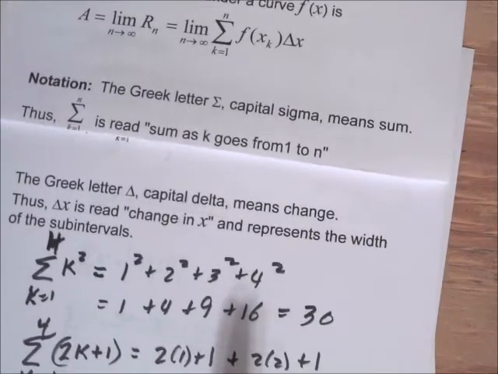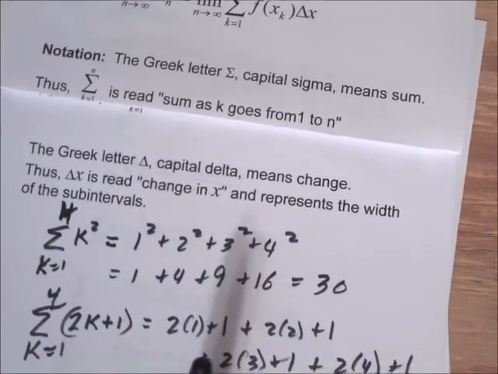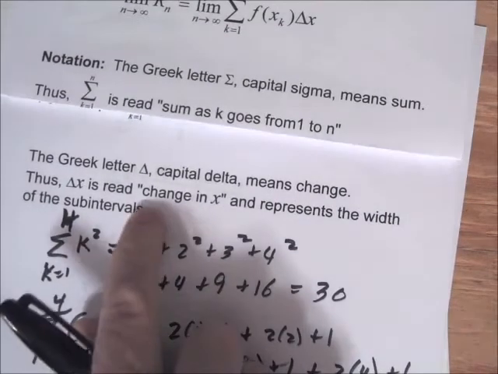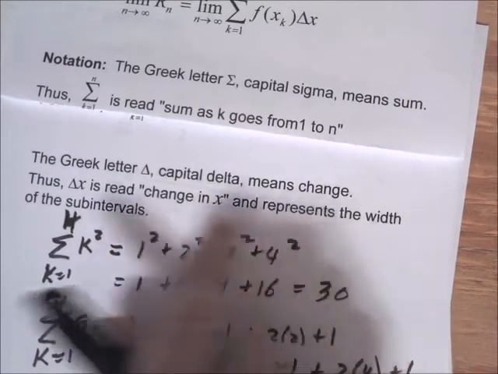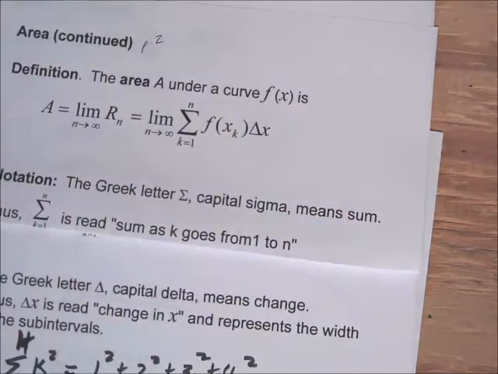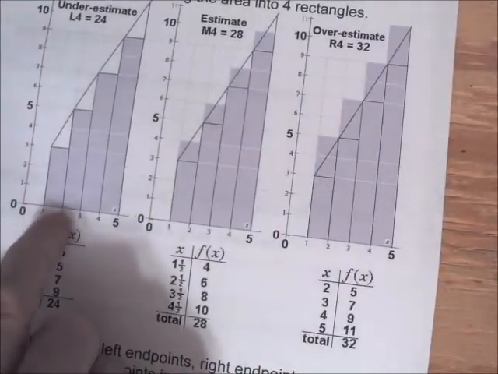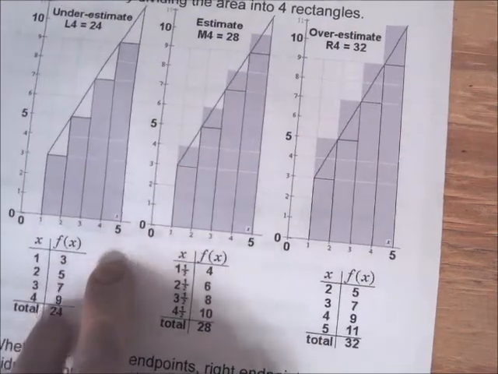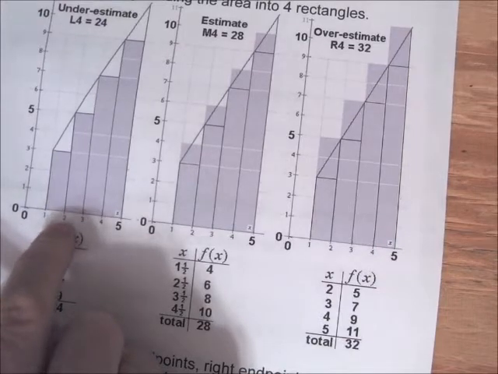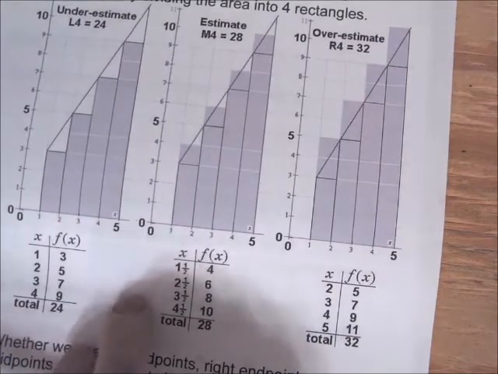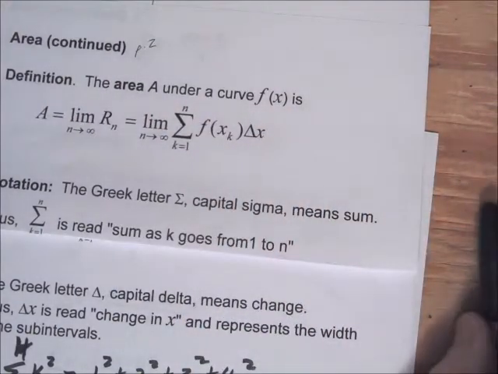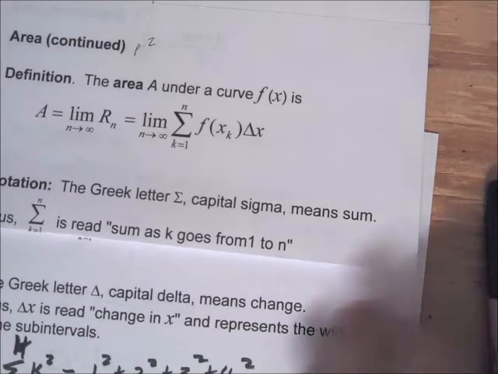Okay, so the Greek letter capital delta means change. So delta x means change in x. It represents the width of the subintervals. In our previous example, delta x was 1, so each subinterval had width 1. So this is the change in x as x goes from 1 to 2. The change is 1. As x goes from 2 to 3, the change, or delta x, is 1, since 3 minus 2 is 1. So delta x is the change in x. Anyway, that's the notation.